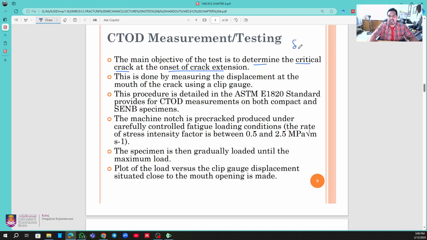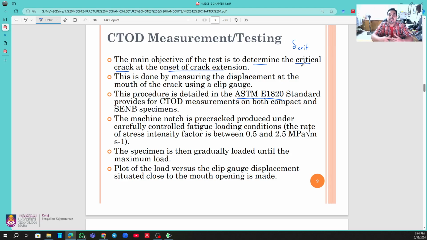So it means that the aim is to get the critical, the delta critical. This is done by measuring displacement at the mouth of the crack using a clip gauge, and then we will implement the E1820 standard that represents the total measurement procedure for the CTOD, both in the compact and SENB specimen. In our case, we will see whether we want to apply the SENB or the CT specimen. The machine notch is pre-cracked, produced under carefully controlled fatigue loading.